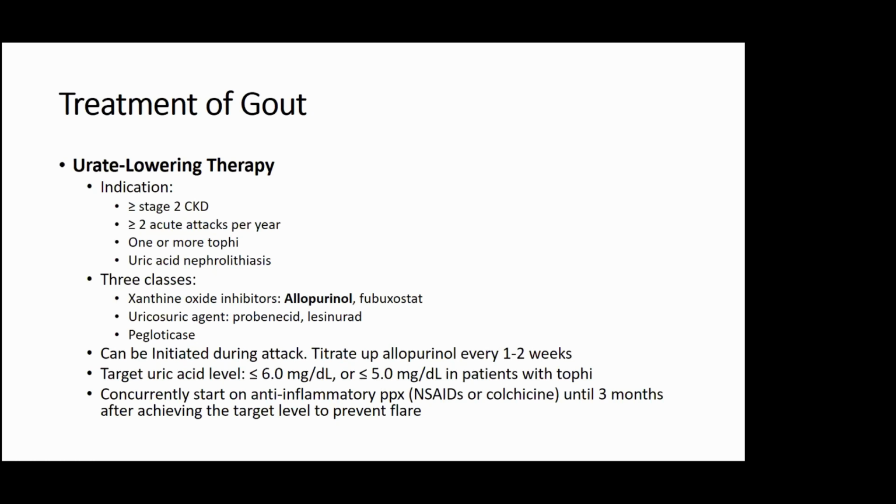Also, the guideline recommends concurrently starting the patient on anti-inflammatory therapy, which could be colchicine, NSAID, or steroid, until 3 months after achieving the target level to prevent flares. But in real-life practice, sometimes we do not start this prophylaxis. We don't put the patient on prophylaxis for that long, because most of our patients might have some kidney problem, and it's just not really that safe. But the guideline definitely still recommends doing that.